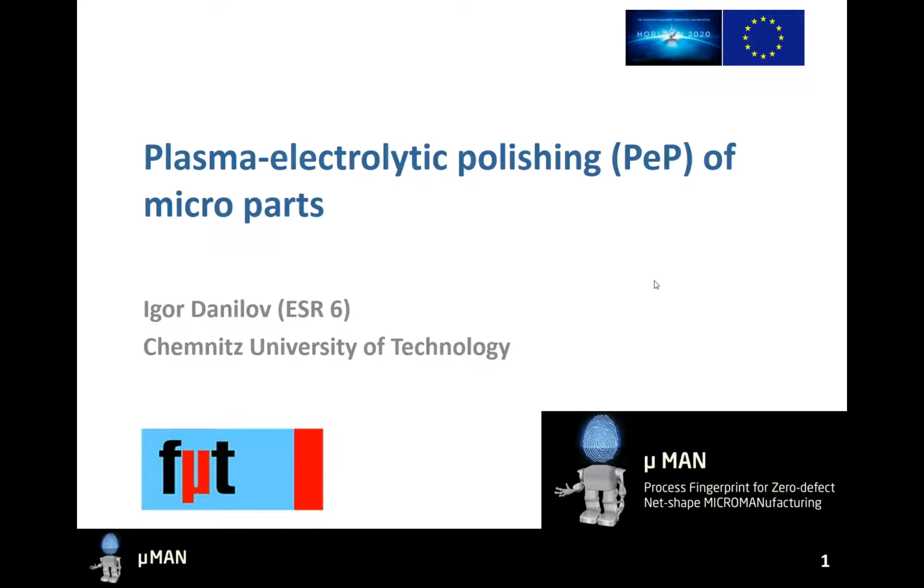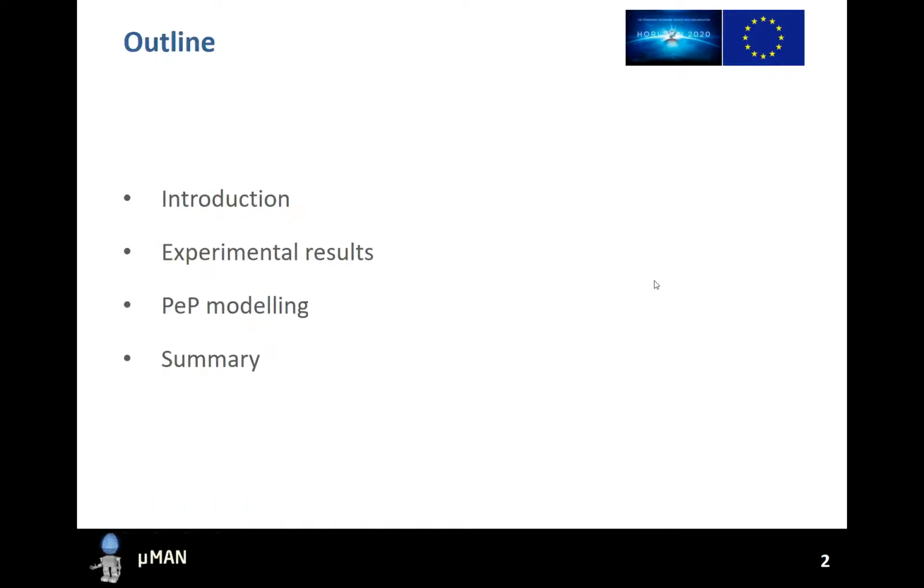Hello everybody, I am Igor Danilov, ESR number 6, and I will present my work that was done during the MICROMAN project at the Chemnitz University of Technology. The topic of my research is plasma-electrolytic polishing of microparts.